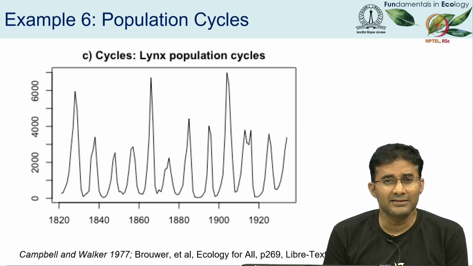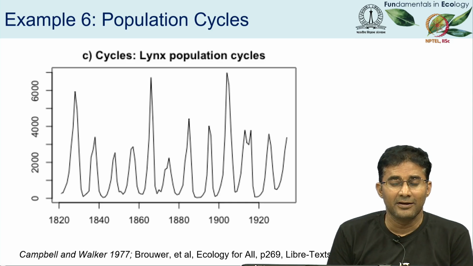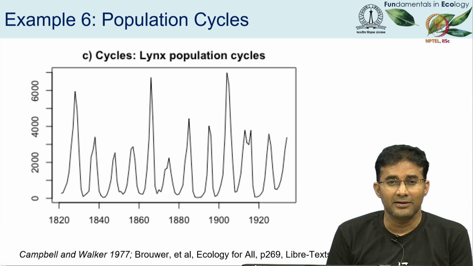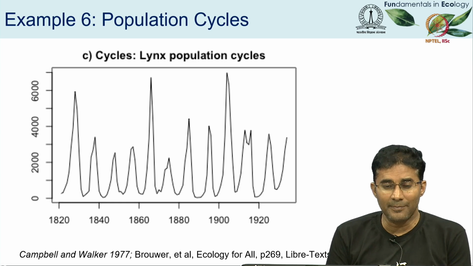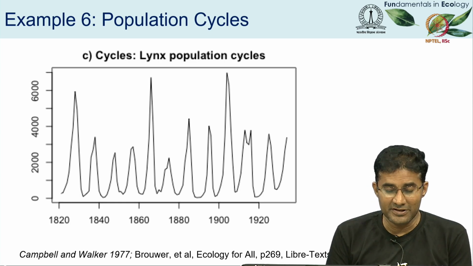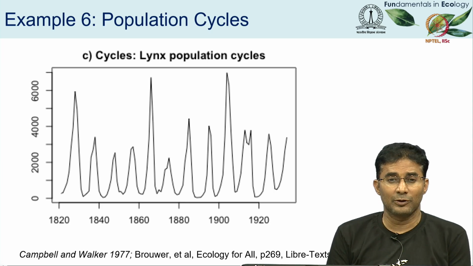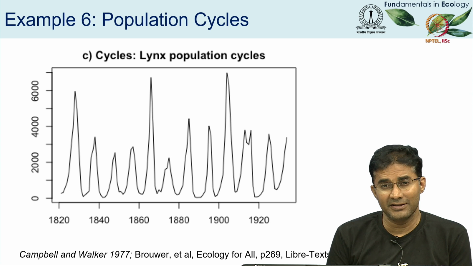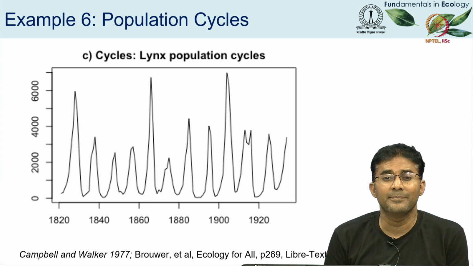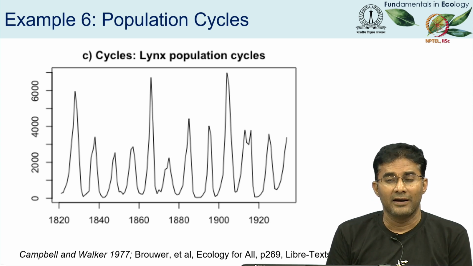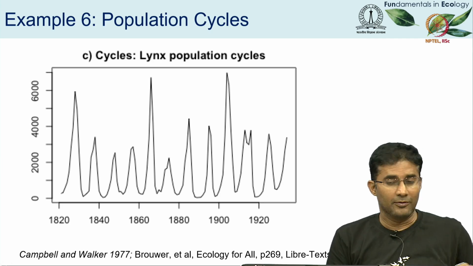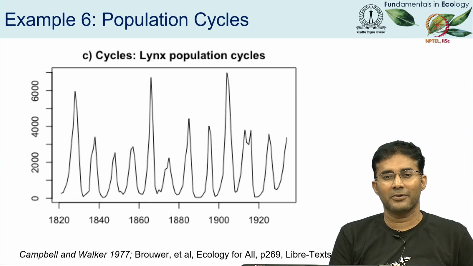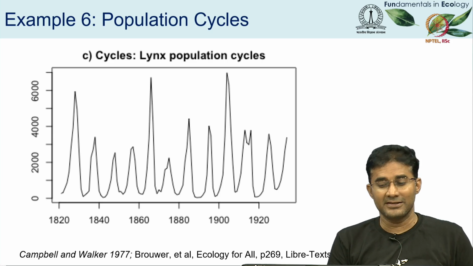And this is a classic example of how populations actually do not stabilize, but exhibit cycles. Here is an example of a lynx population which rapidly increases followed by a rapid decline, and it is not a one-time increase or decrease, but this happens repeatedly and periodically. Again the question would be, what causes these population cycles? What are the ecological interactions and processes that maintain these cycles?